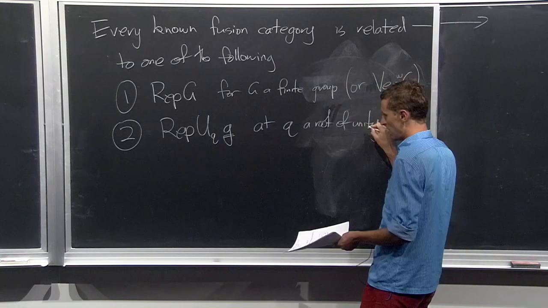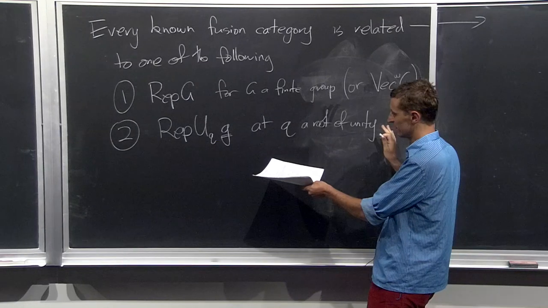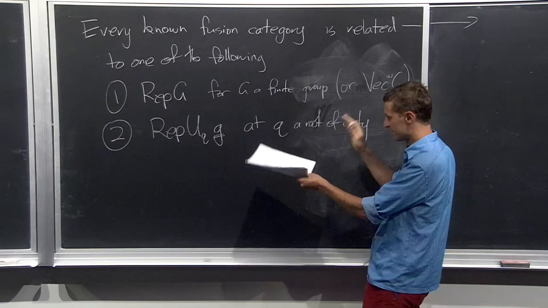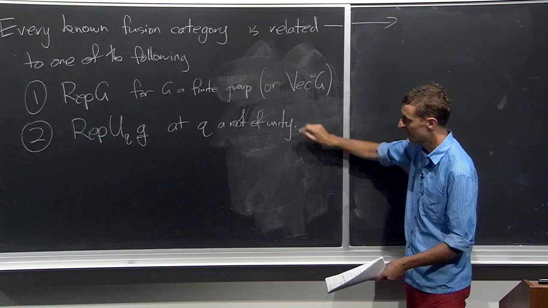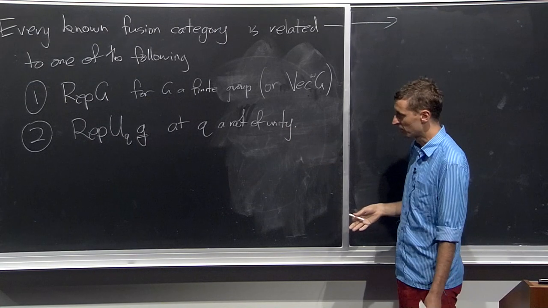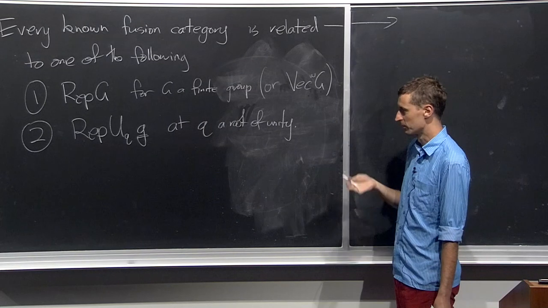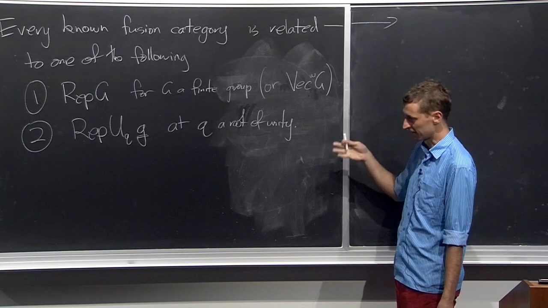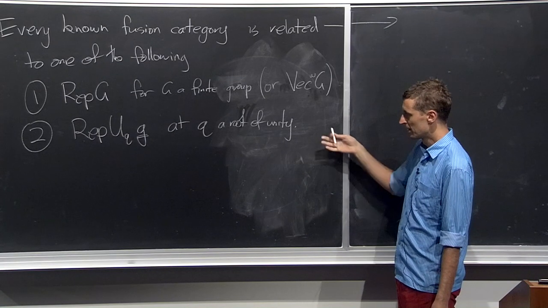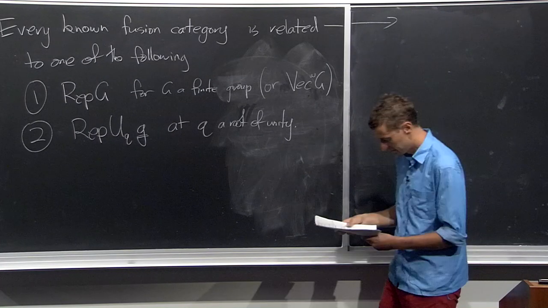And you have to, there are some technical details. You have to take the category of tilting modules and semi-simplify it and whatever. But these are examples that I think lots of people know about. You can also get these same categories from affine Lie algebras as well. Okay, so there's all these things coming from quantum groups.